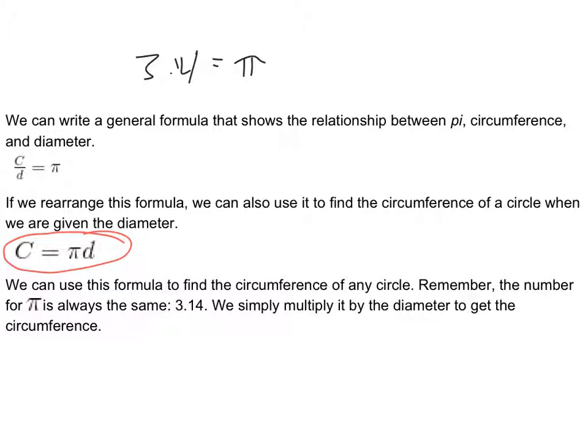That is a big equation. Make sure you have that written down. We can use this formula to find the circumference of any circle. Remember, the number for pi is always the same, 3.14. We simply multiply it by the diameter to get the circumference.